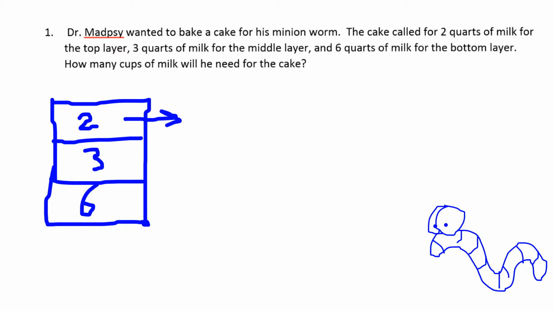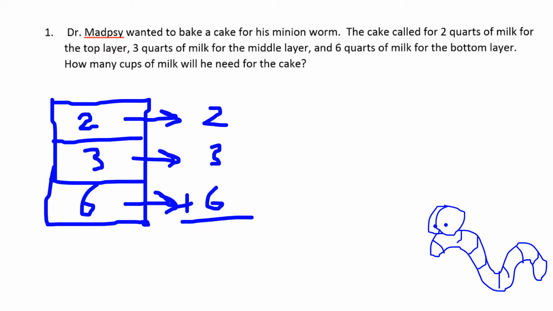So what we need to do is take this 2 quarts, this 3 quarts, and this 6 quarts, and add them all up. So we have 2 plus 3 plus 6. When we finish that, we'll have a total of 11 quarts. But that's not what they're asking for. They're asking for cups of milk. So now we have to figure out how many cups are in quarts.